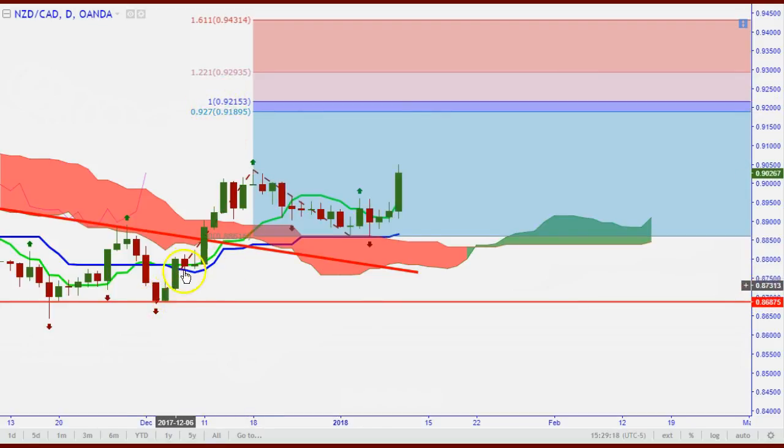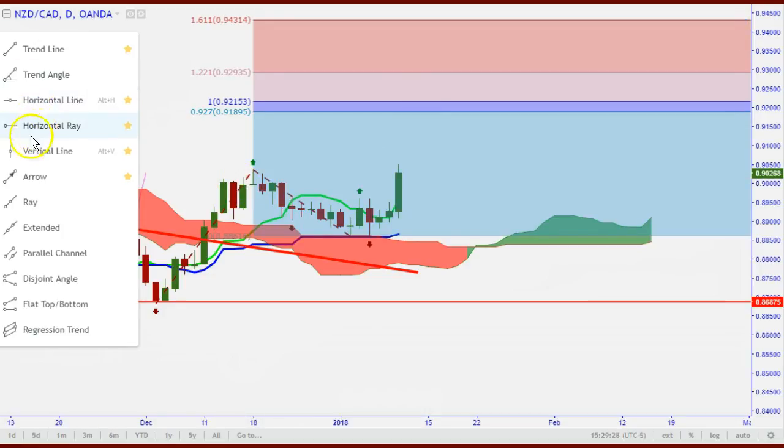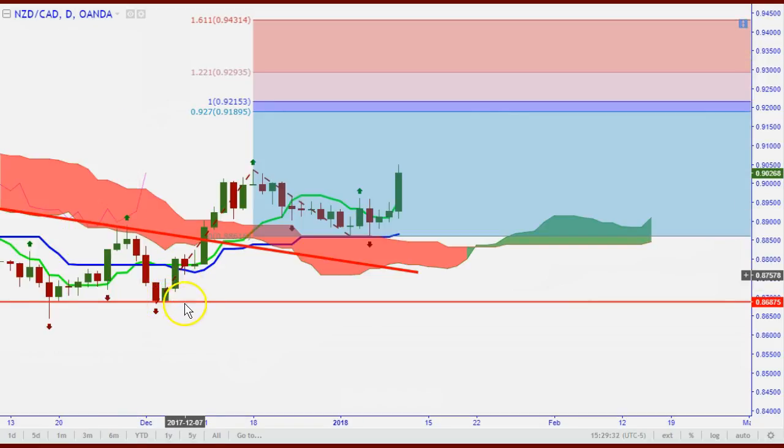So we see the market go 1 equals 1, which means, see this leg here? I'm going to draw a trend line, from this bottom point to this high right there. Let's move this to the middle. That's this leg right here, right?